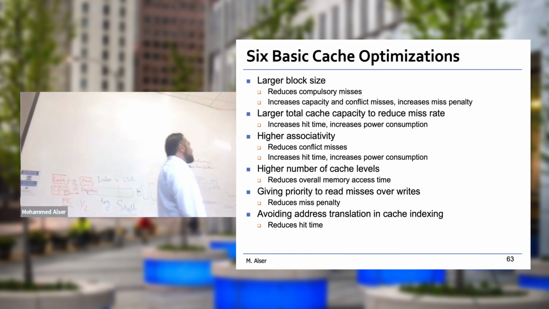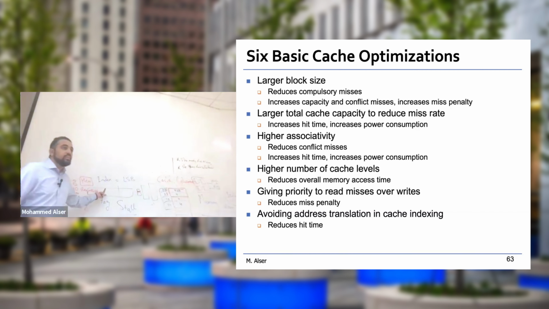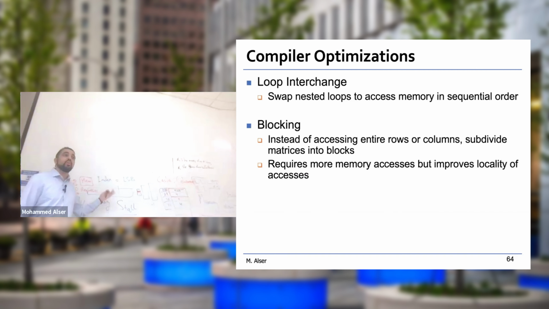Avoiding address translation in cache indexing, which is about not touching the address itself, keeping it as is. So I already know where to access the exact cache block in the cache. Sometimes I could do compression to the address. Sometimes I could translate it to something else to change the address space. So you could do something with that.